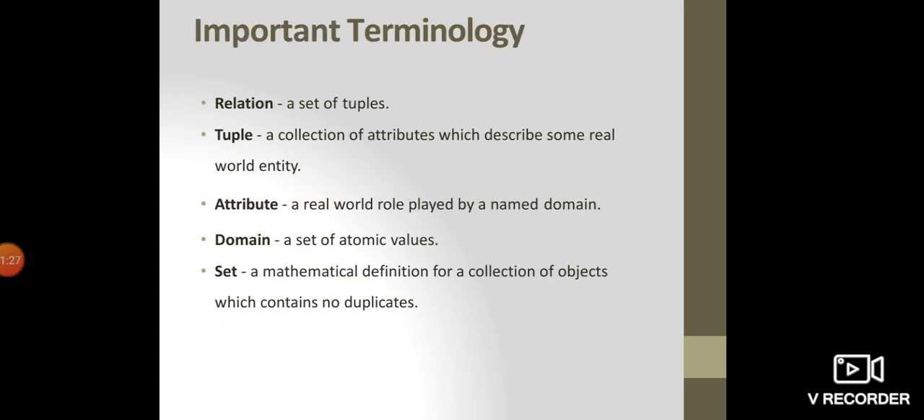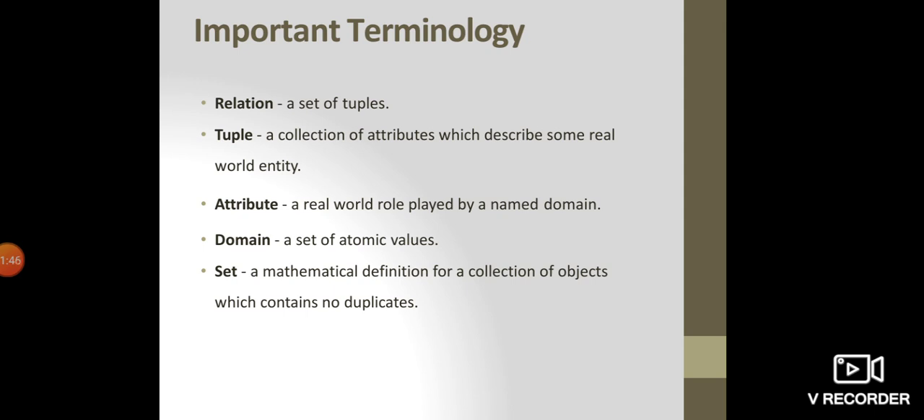Important terminologies. There are important terminologies which you have to know. The first one is relation. A relation is actually a set of tuples. A tuple is actually a row in a database table. If you have a set of tuples, then you can call it a relation.